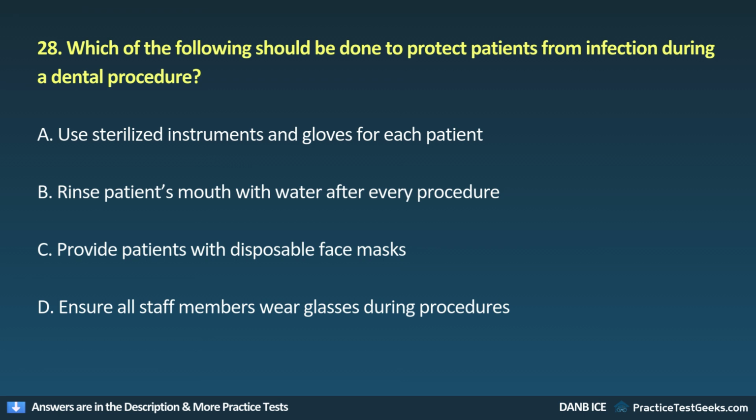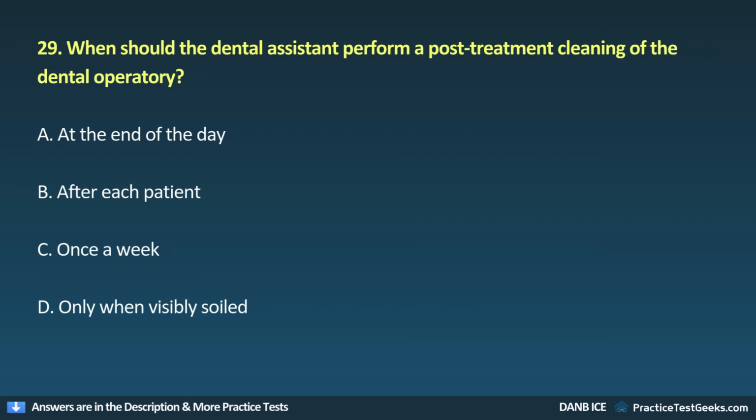28. Which of the following should be done to protect patients from infection during a dental procedure? A. Use sterilized instruments and gloves for each patient. B. Rinse patient's mouth with water after every procedure. C. Provide patients with disposable face masks. D. Ensure all staff members wear glasses during procedures.